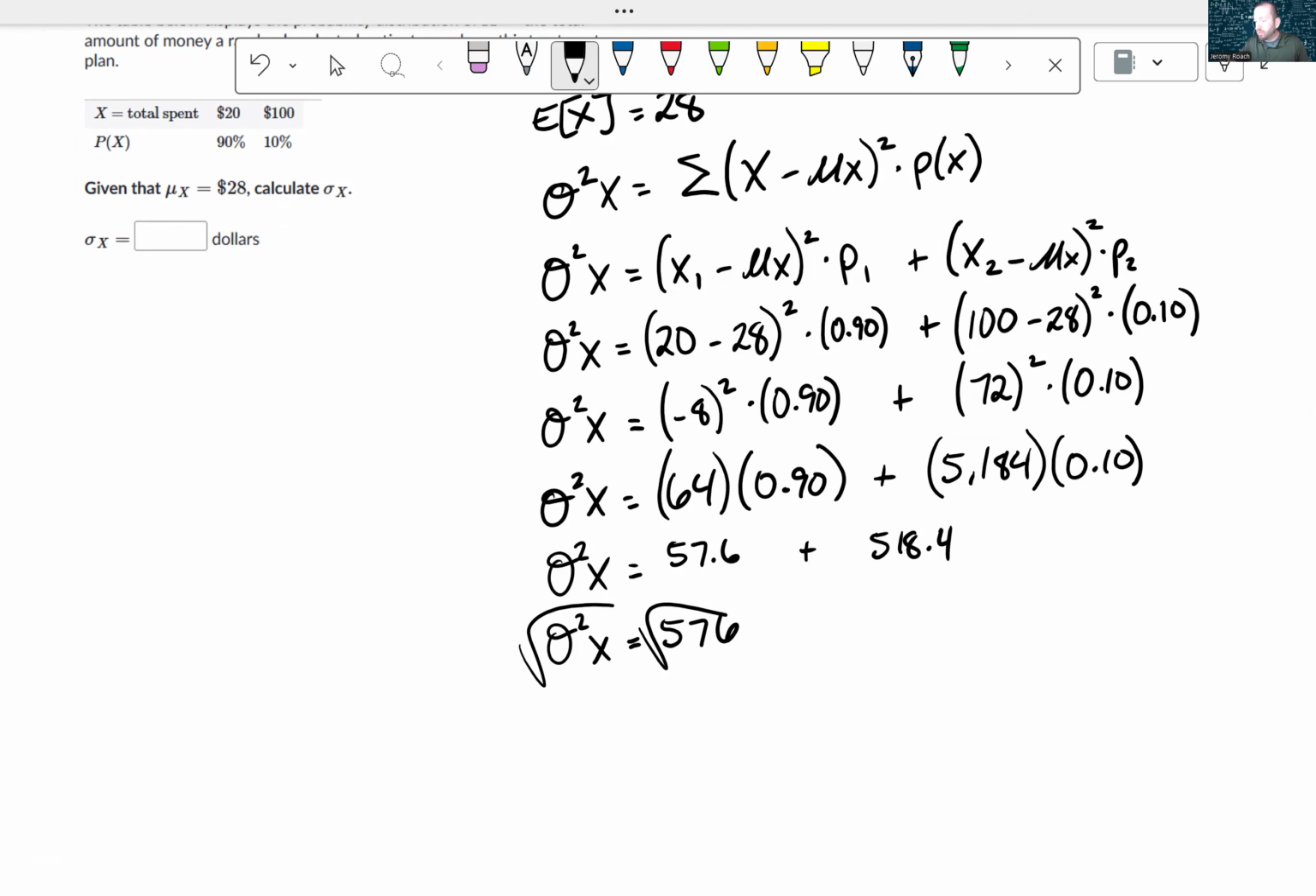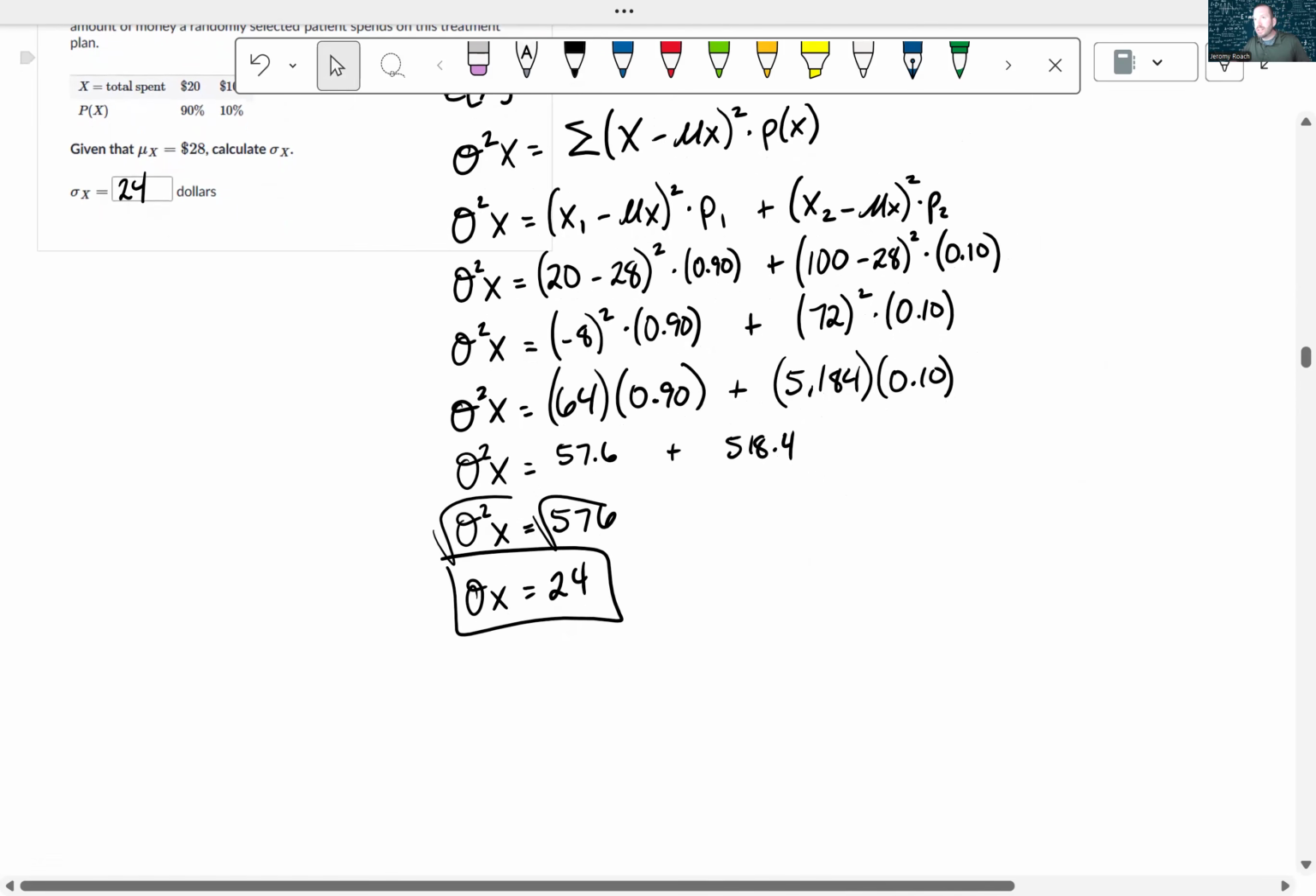And then the very last thing, we want to find the standard deviation. So we're going to square root both sides. And if we take the square root of that, we get exactly 24 for our standard deviation. Okay, so most of the outcomes are going to be the expected value plus or minus one standard deviation. You can think of it like that when we're talking about a normal distribution.